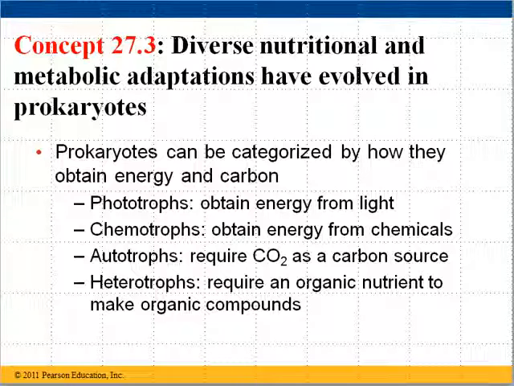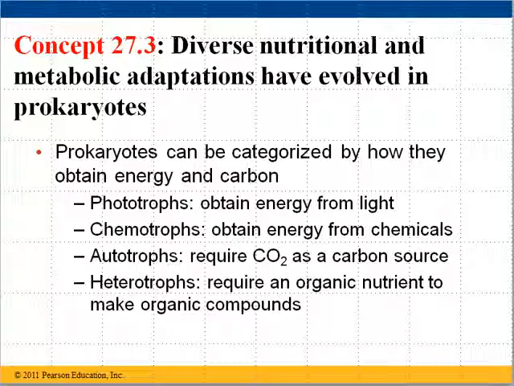So we basically have four different categories here. We have phototrophs, which obtain energy from light. Chemotrophs obtain energy from chemicals, and then as far as the carbon, we have autotrophs, which require nothing but CO2 from the air as a carbon source, and heterotrophs, which require organic nutrients to make other organic compounds.